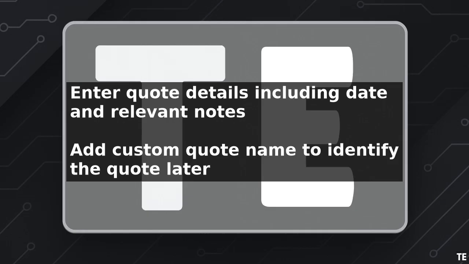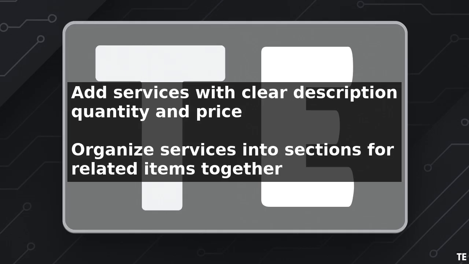Now, it is time to add the services or items you want to include in the quote. You can choose from your existing services or add new ones as needed. When adding services, be sure to include a clear description, quantity, and price. You can also add any relevant taxes or discounts.